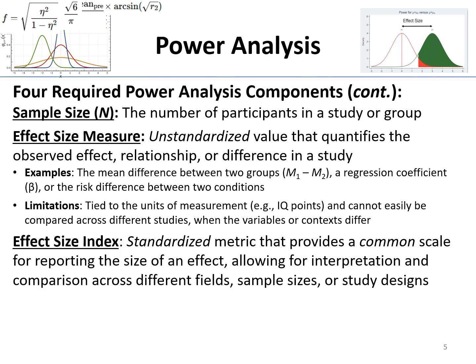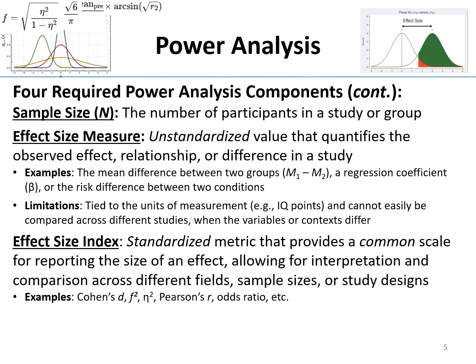On the other hand, we have these things called effect size indexes. Effect size indexes are standardized metrics that provide a common scale for reporting the size of an effect from a study. This allows for interpretation and comparison across different samples and study designs, kind of like z-scores if you think about it. So not all effect size measures are also effect size indexes, but all effect size indexes are these standardized measures, and I'll talk about differences.